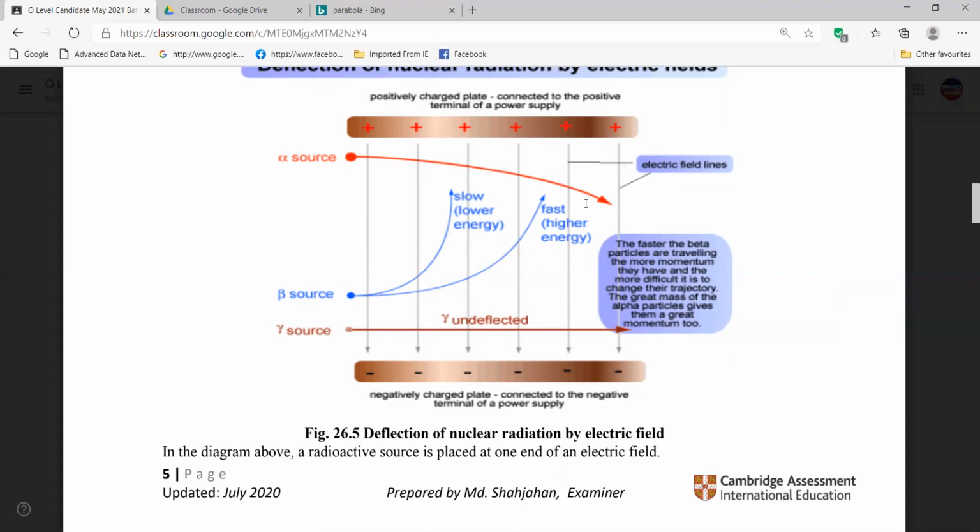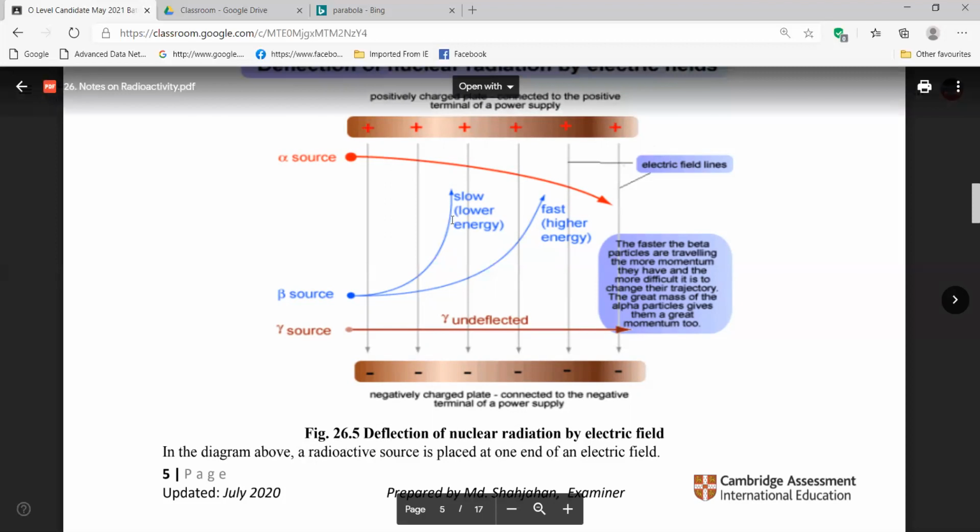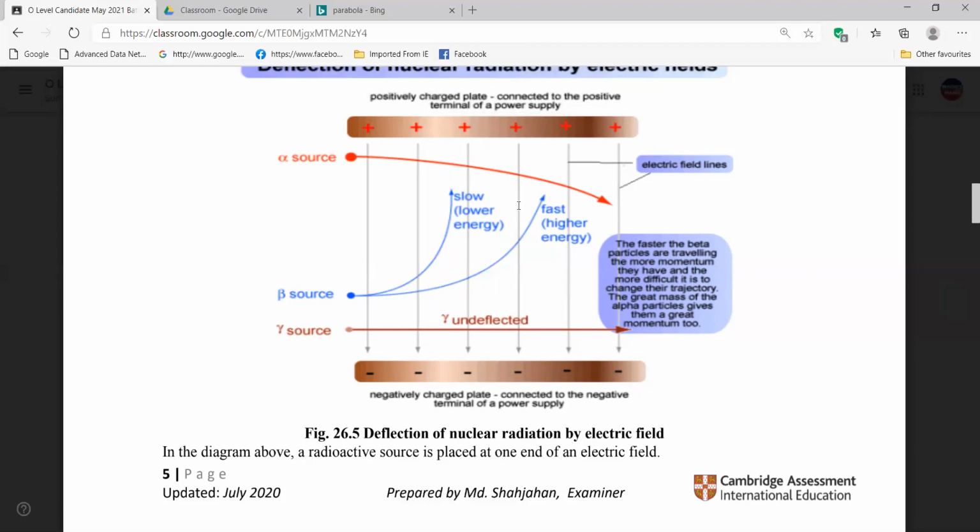Very good. Then in beta, we are showing two types of beta. One has high energy, another one is low energy. High energy means they have greater kinetic energy, more speed. That one is deflecting less. The one with less kinetic energy, slower, is deflecting more. Then gamma, undeflected. So is it clear? Yes.